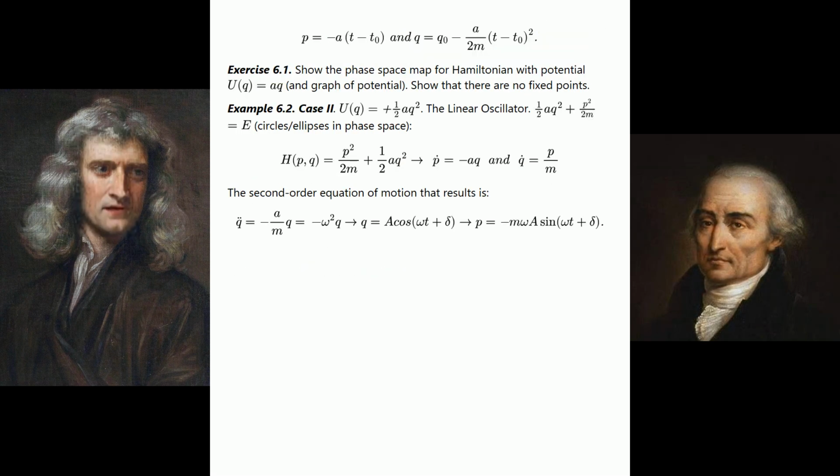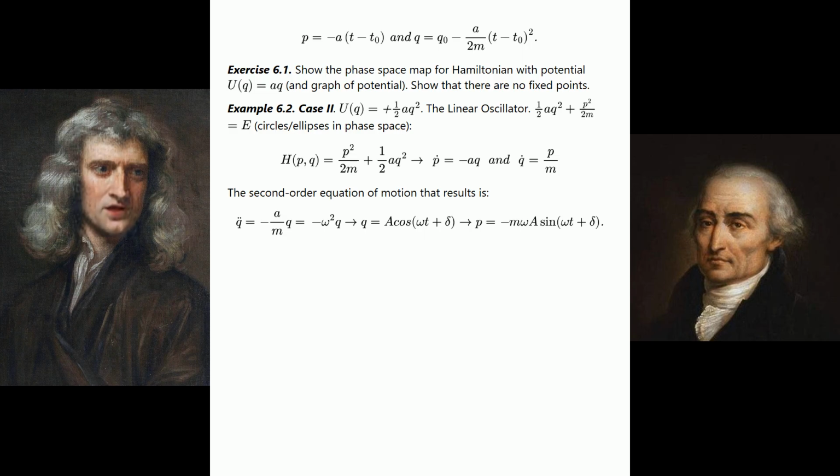See the next equation. Exercise 6.1. Show the phase space map for the Hamiltonian with potential U of q equals Aq, and graph the potential. Show that there are no fixed points. Example 6.2. Case 2. U of q equals positive 1/2 Aq squared. The linear oscillator. 1/2 Aq squared plus the fraction with numerator p squared and denominator 2m equals E, circles/ellipses in phase space. See the equation shown. The second-order equation of motion that results is.